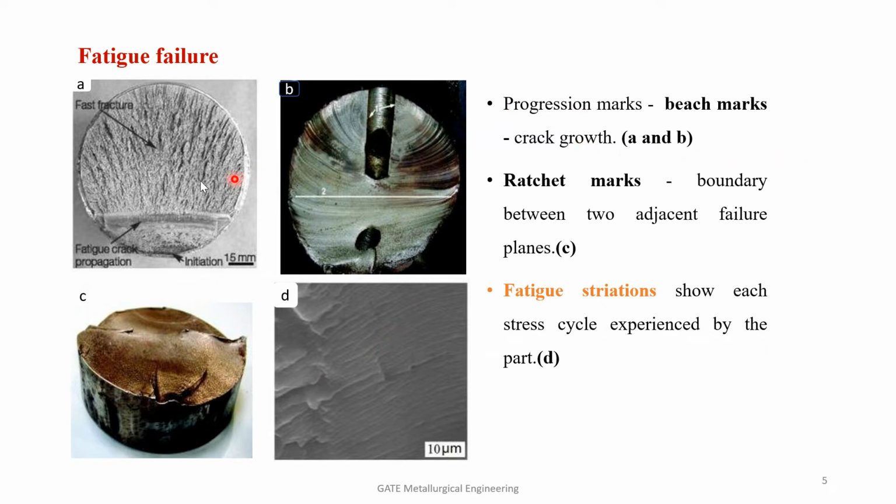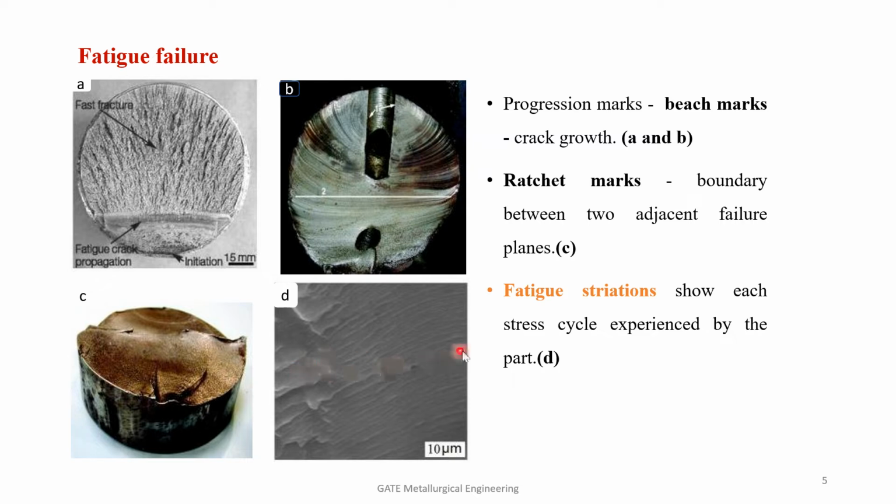So in such cases, there will be progression marks or beach marks present. Here is the fast fracture region, and this is the place where the fracture initiated. Then we have the fatigue crack due to propagation. And if we look closely, we will see striations or beach marks. And if we observe macroscopically, we will see ratchet marks. The ratchet marks will be at the boundary between two failure planes.